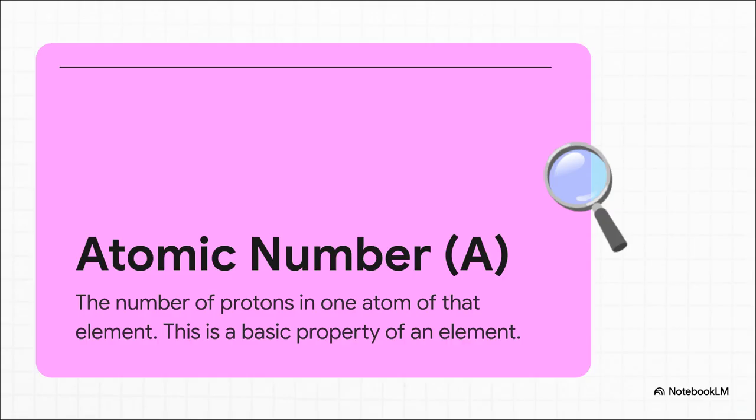Now, if an atom had an ID card, this would be it. The atomic number. It's just the number of protons, but it's everything. It's what defines an element. You got 6 protons? You're carbon. Always. Got 11? You're sodium. It is the atom's unchangeable identity.